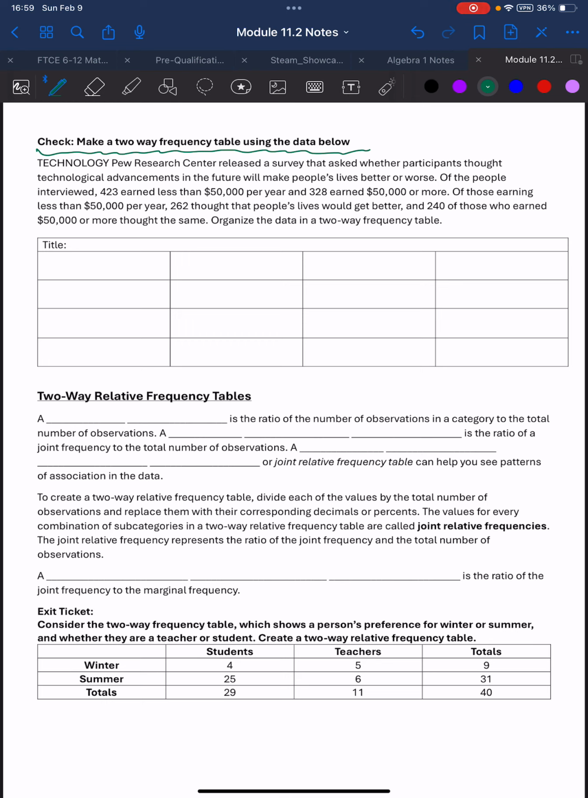All right, let me make sure I have this correct. All right, so now we have a new term, relative frequency tables. Remember, the term relative has to do with relationships. Something is effective in relation to something else.